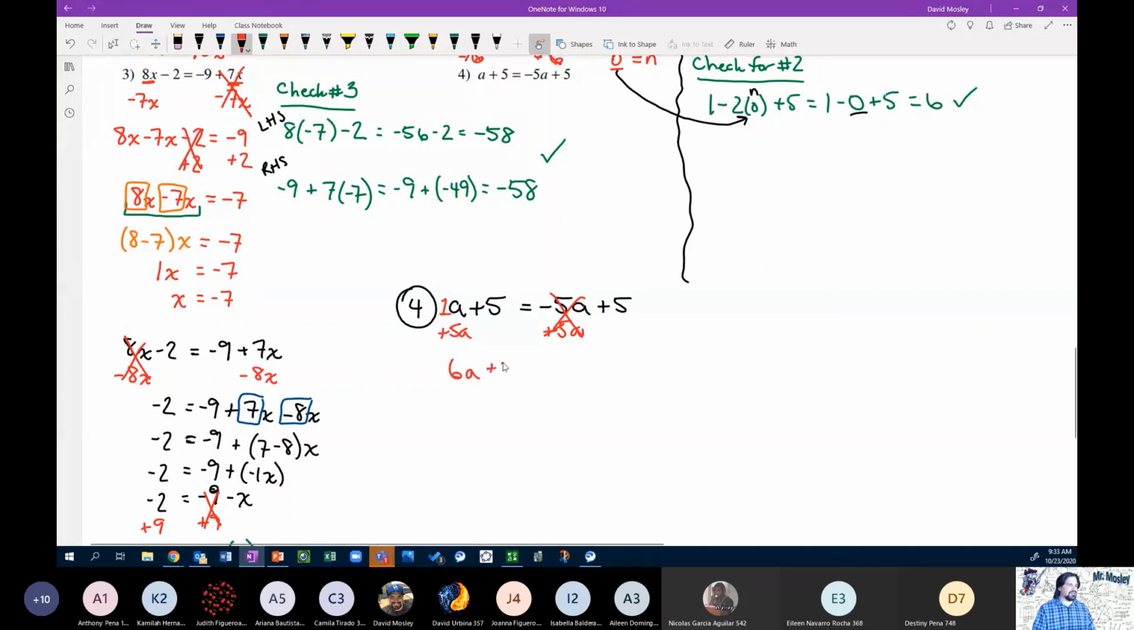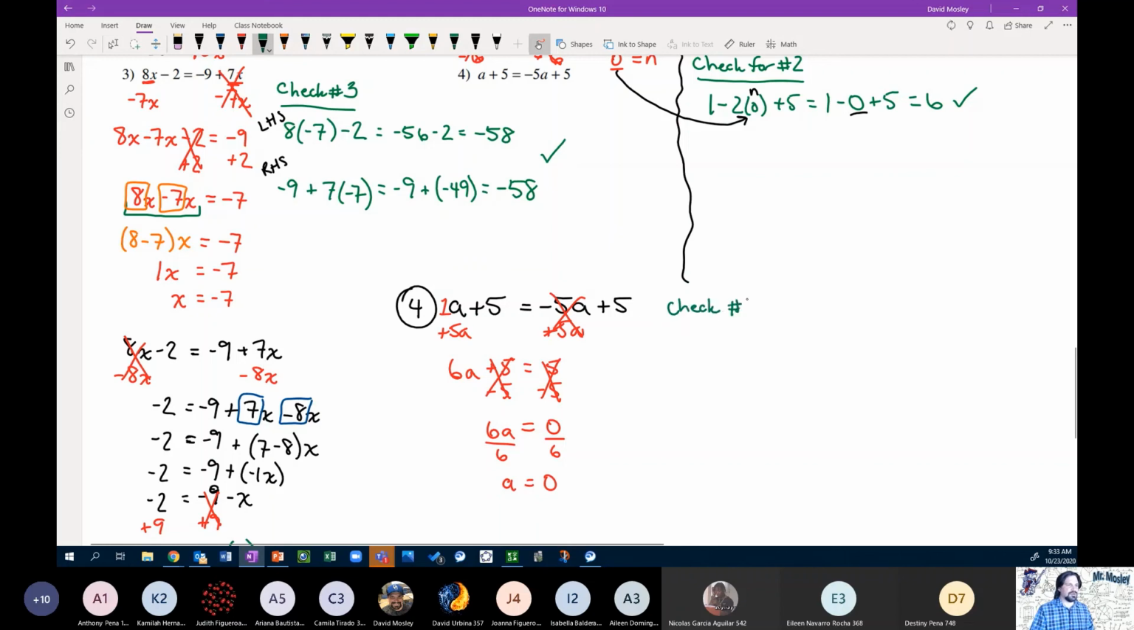Plus 5 equals 5. We have to move our number now. We do a minus 5 on each side. Minus 5. 6a equals 0. Divide by 6. We get a equals 0.